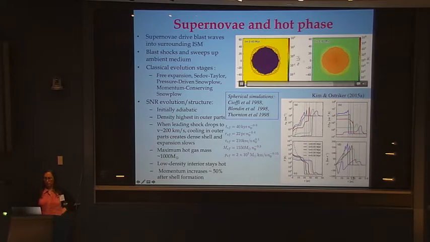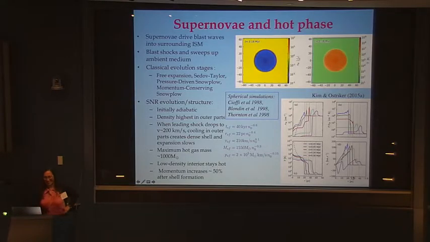Those blast waves, you can see the high temperature here in the center. That's from shock heating. And this is making me crazy if it keeps playing. So these are the classical evolution phases of a supernova remnant.